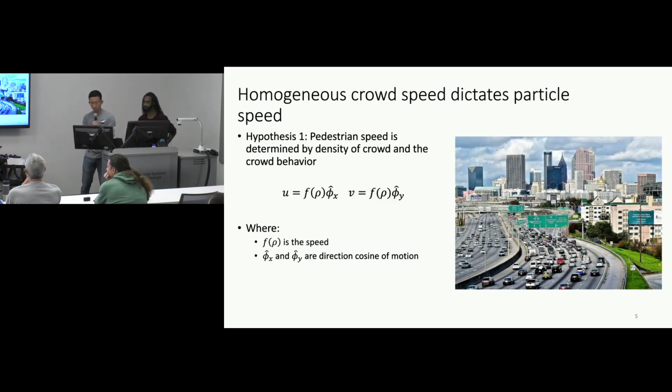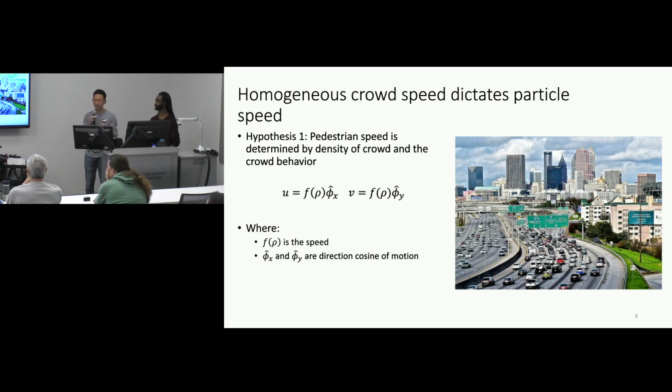Cool. So the paper goes over three main hypotheses to govern the motion of a large crowd. For the first hypothesis, the paper states that the speed at which an individual pedestrian walks is determined solely by the density and the speed of the crowd.